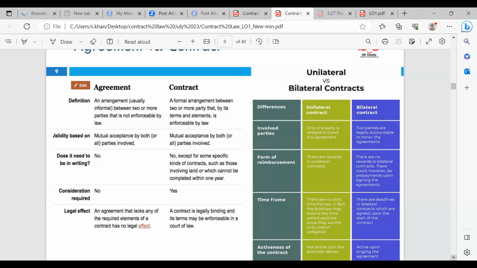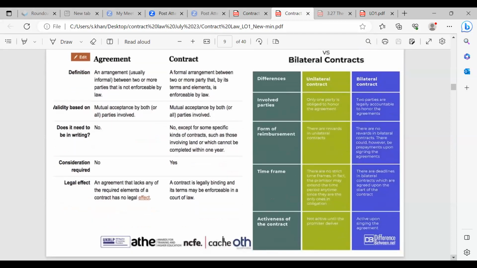Again, no, except for some specific kinds of contracts, such as those involving land or which cannot be completed within 1 year. And consideration, again, is required here, which is a monetary consideration or any other form of consideration. And the legal effect is it's a legally binding contract. And it is enforceable in law.